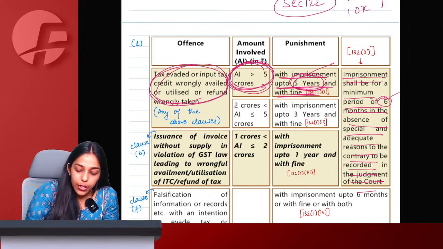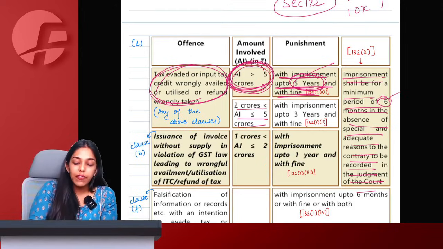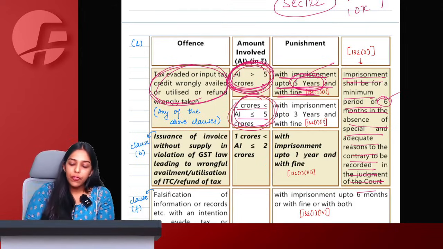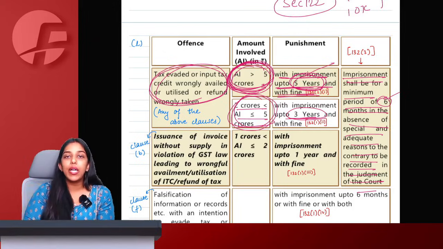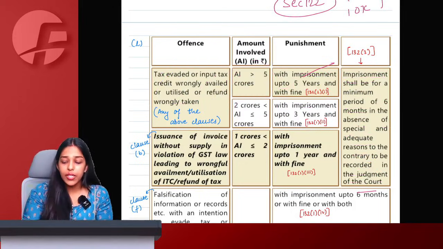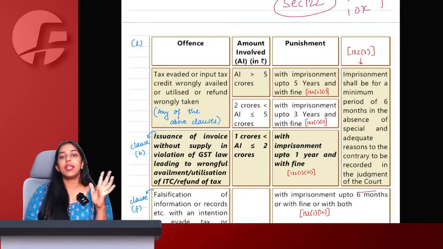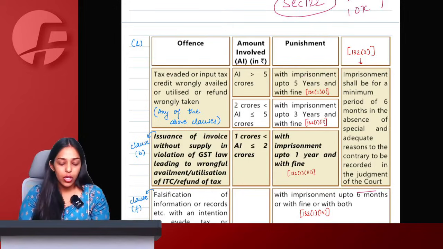If the amount is greater than 2 crore but up to 5 crore, imprisonment now becomes 3 years with fine, but the minimum imprisonment still remains 6 months only. So if the amount involved is more, then along with penalty, imprisonment will also be carried out.